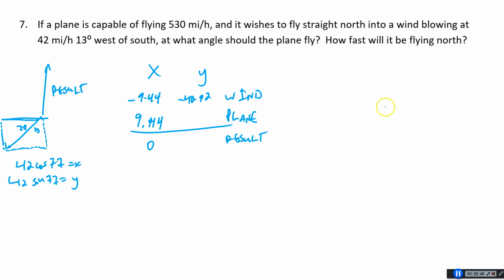So we have the wind going like this. The plane must counteract that. I want to think about how I want to do this. The plane will have to be flying east. I want it to look something like this. So this is my plane, and the resultant vector is going to be straight north. That's the goal.